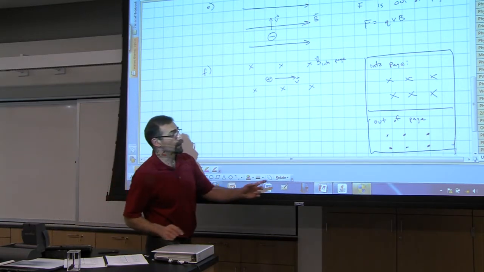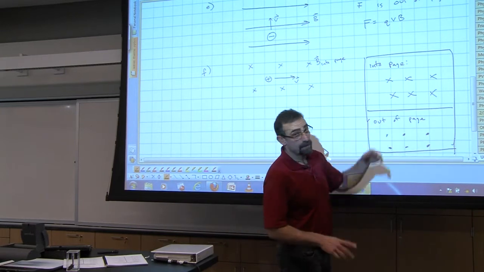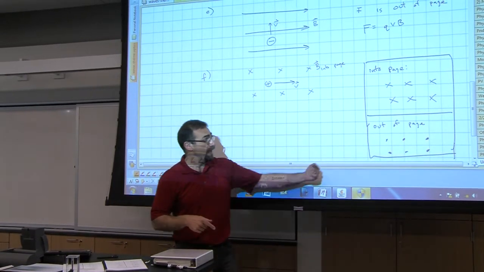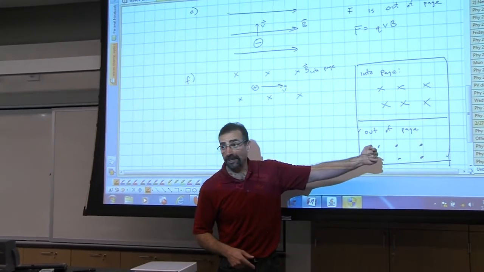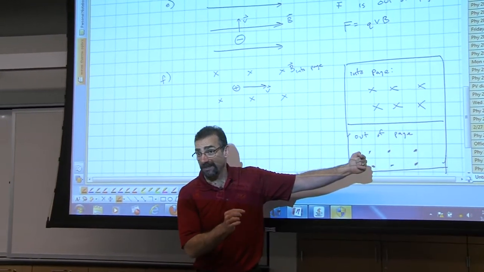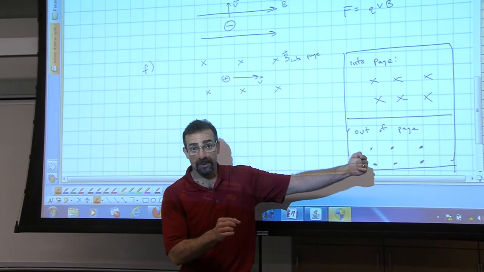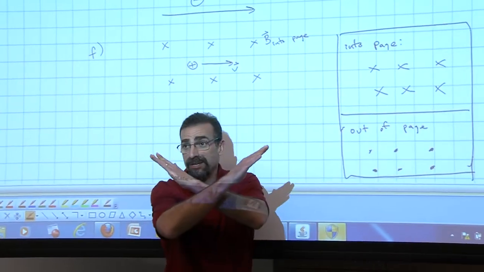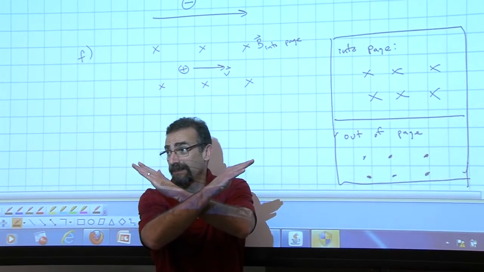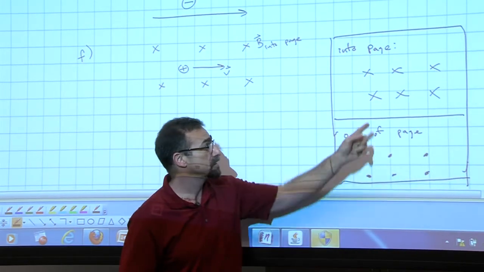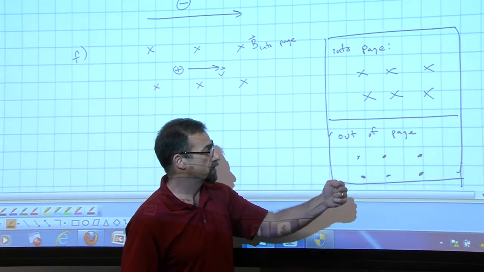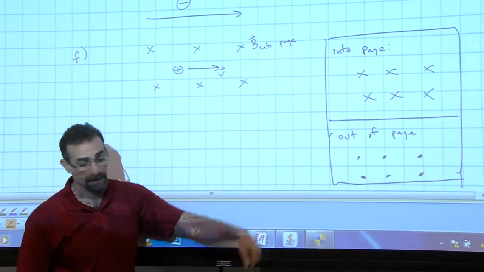And the way you remember this is you picture an arrow, like a bow and arrow. If the arrow is coming out toward you, what do you see? You just see the tip of the arrowhead coming toward you. If the arrow is going away from you, you see the crosshairs, the feathers right on the back making the crosshairs. So this is something going away from you. This is something coming toward you, into the page, out of the page.